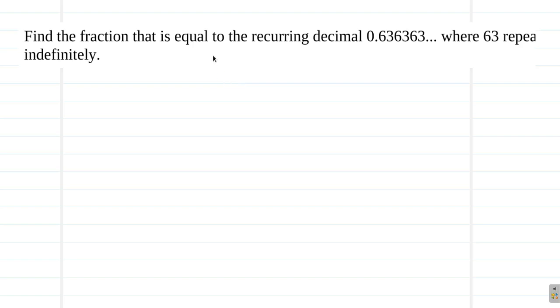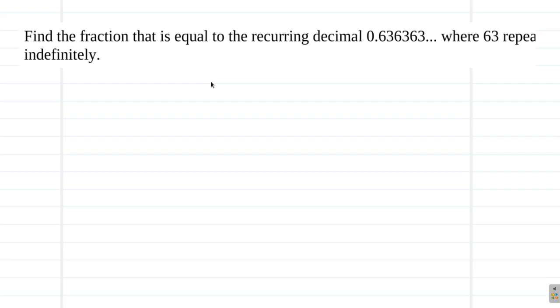This question says find the fraction that is equal to the recurring decimal 0.636363 and so on, where 63 repeats indefinitely. Okay, so this is a recurring decimal, and you must find out what the fraction that represents it is.